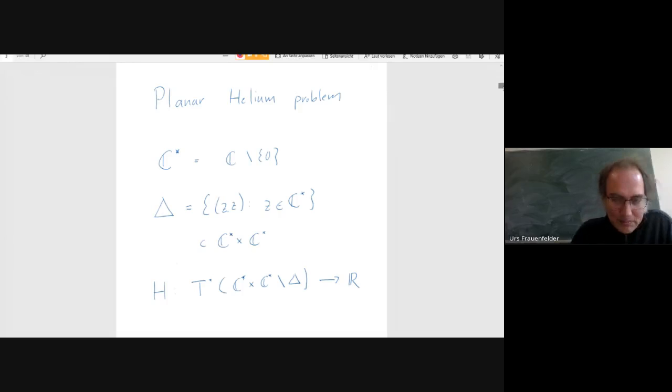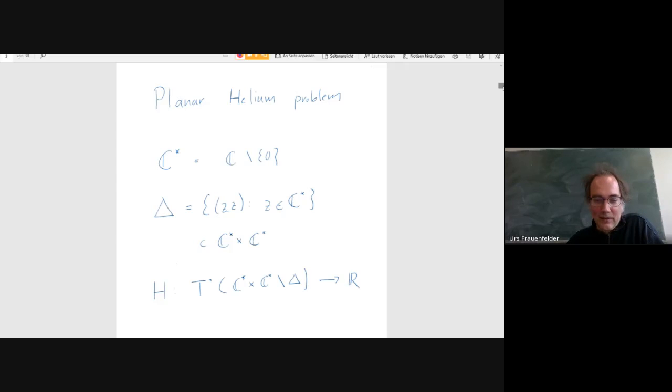So we are looking at the planar helium problem. We are just in the plane, and we take out the origin of the plane, since at the origin there is the nucleus, with two protons. As in helium we have two electrons, our configuration space consists of two electrons which should not be in the nucleus, so it's C star times C star, but they should also not collide with each other. So we take out the diagonal. The diagonal is when the two electrons collide, so this is forbidden.